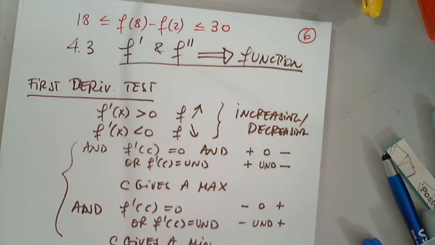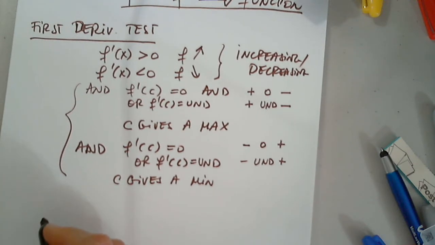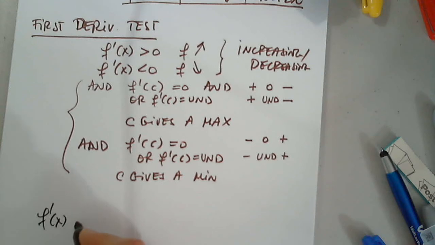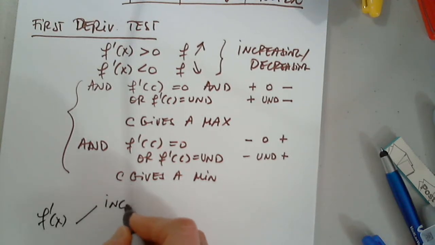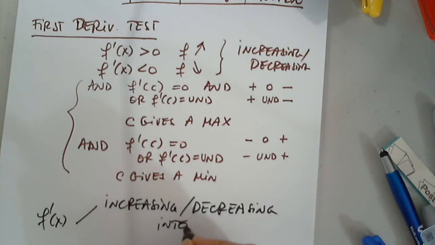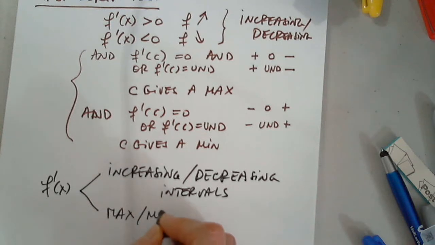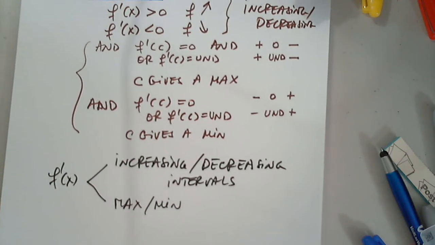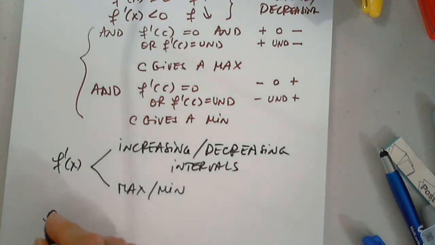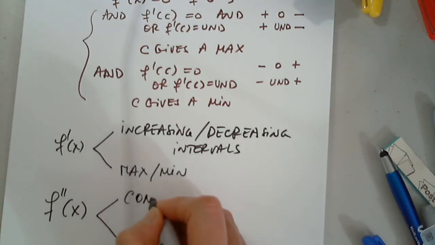We also have the second derivative. So let me summarize again what the first derivative tells us. f prime of x gives increasing, decreasing intervals, and it also gives max min. We will also look at the second derivative. What will the second derivative give? Two different things. Concavity.